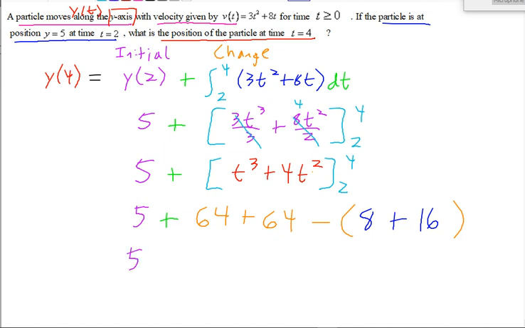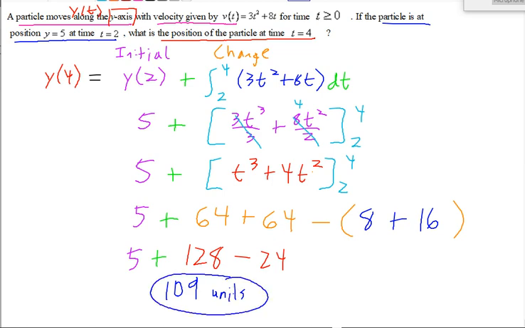So we have 5 plus 64 plus 64 is 128, minus 8 plus 16 is 24. So you get 104 plus 5 gives you 109. Okay. And again, we're not given, well, in this case, it'd just be units of position. Since it's moving on the y-axis, that's where it is, 109 units on the y-axis.